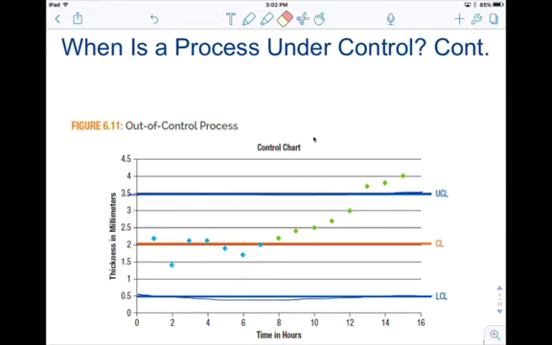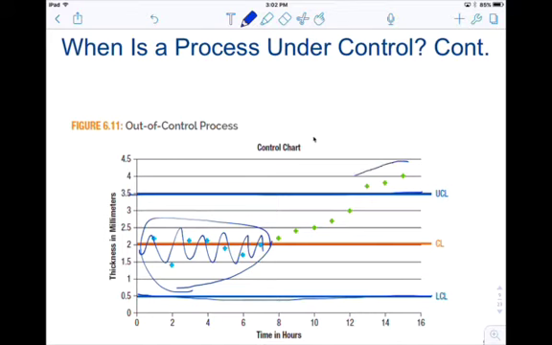If you look at the blue set, the first 1, 2, 3, 4, 5, 6, 7 data points, you see that those are randomly scattered around the central line, which is really good. This tells me that all I have in this process is random cause. There is no assignable cause here.